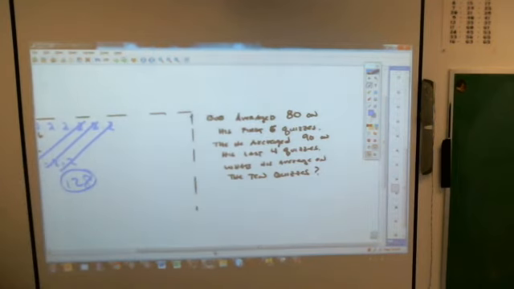This one nobody can figure out, and I don't get why. Bob averaged 80% on his first 6 quizzes. He averaged 90 on his last 4 quizzes. What's going to be his average for the class? Can you do that mentally? Is your answer going to be 85?